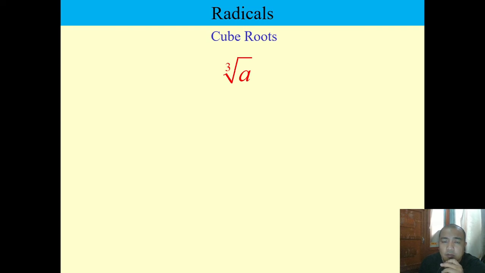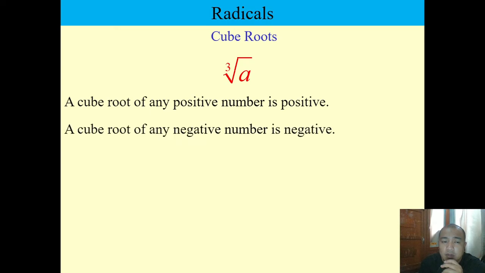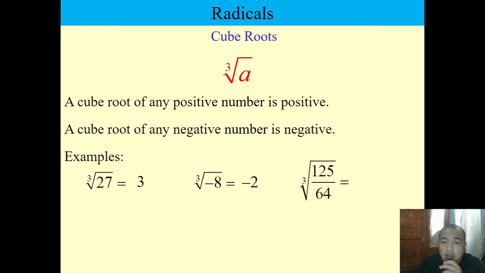So we have here the cube root of a. The cube root of any positive number is positive. The cube root of any negative number is negative. Example, what is the cube root of 27? 3. What is the cube root of negative 8? Negative 2, because negative 2 times negative 2 times negative 2 is negative 8. What is the cube root of 125 over 64?